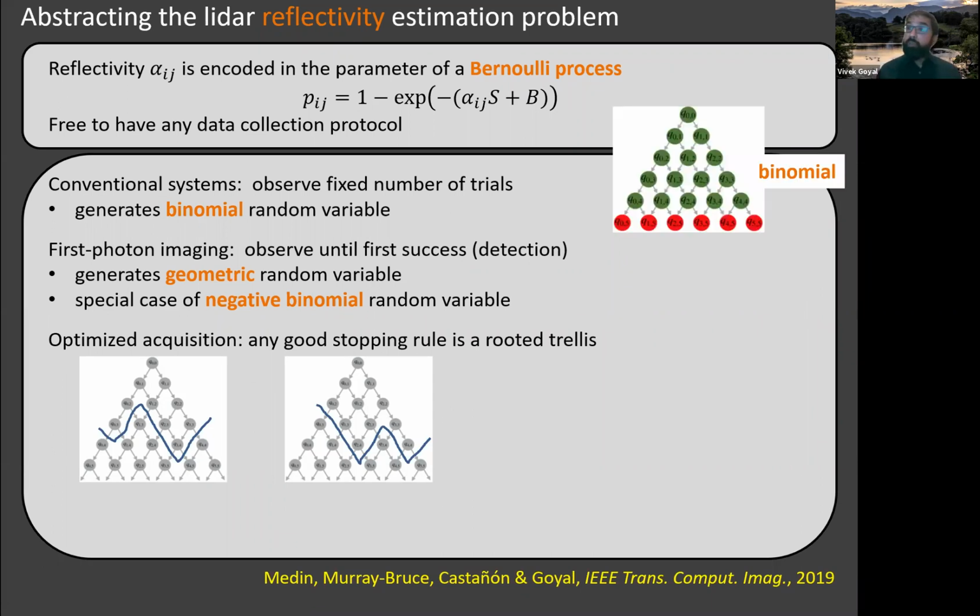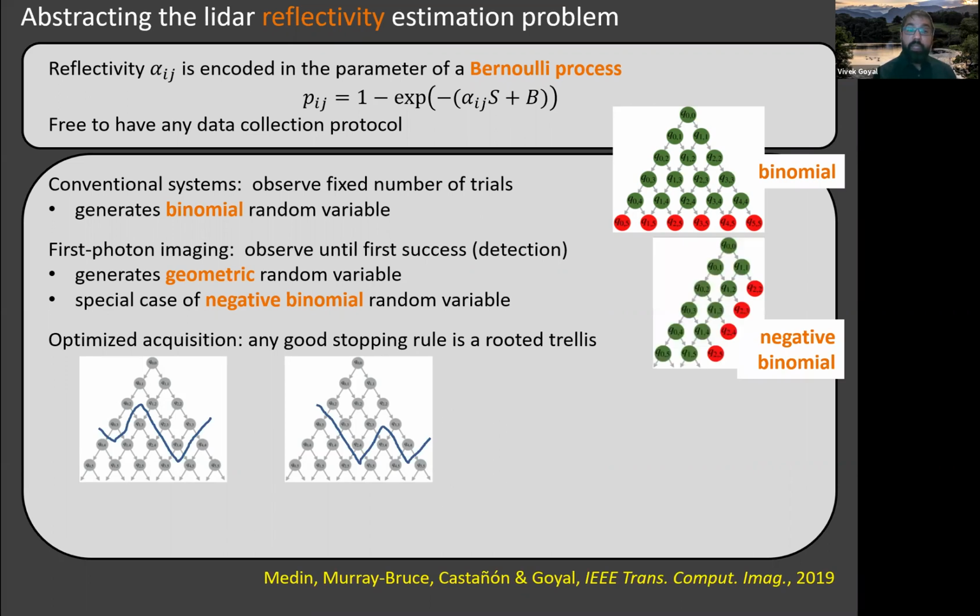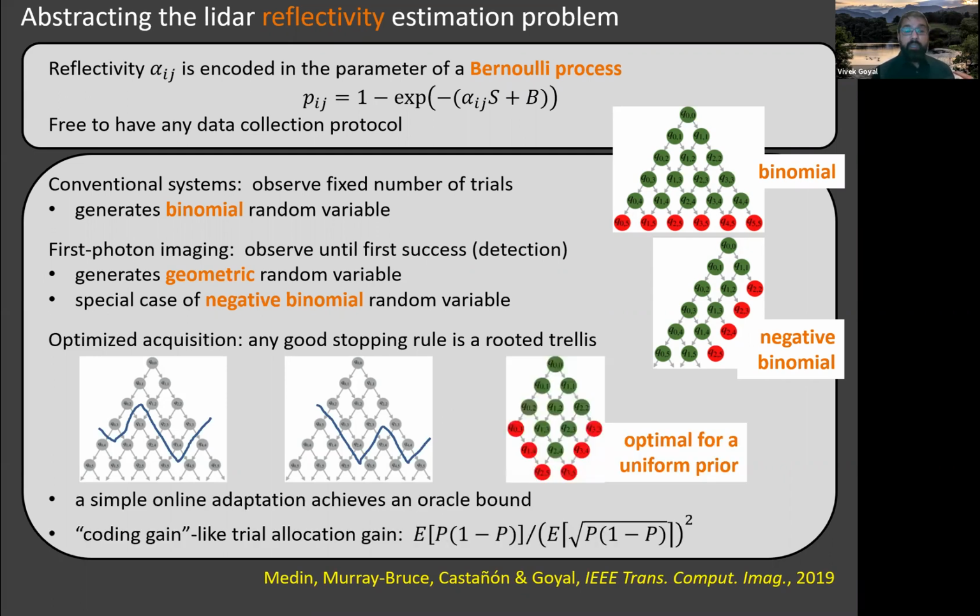To have a fixed number of trials is to stop at a fixed depth, which gives a binomial observation. To stop at a fixed number of successes looks like this, which gives a negative binomial observation. A simple online adaptation achieves an oracle bound, and that oracle bound gives a multiplicative reduction in mean squared error that's a lot like a coding gain in source coding.